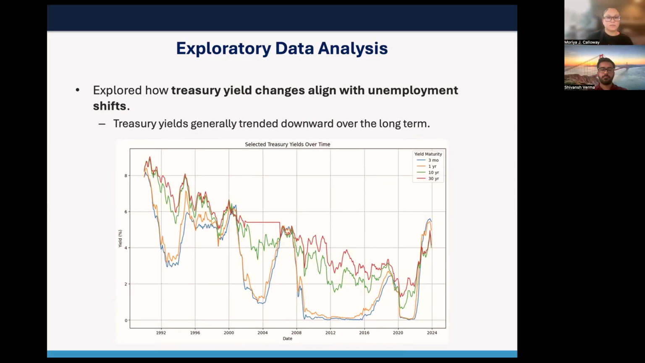And then another visualization that we did was to show the Treasury yield changes over time. And typically you can see that it trends downwards for the majority of this time frame, just showing that long term the yield rate has gone down since 1990. And then it did spike up in the later years during 2024.